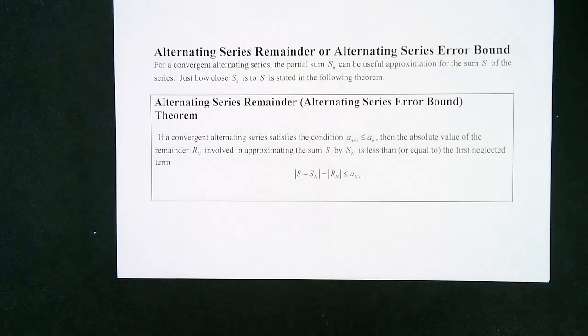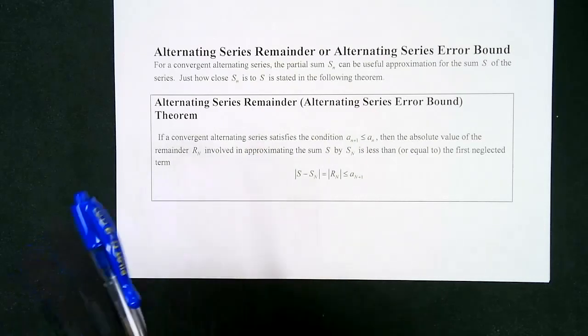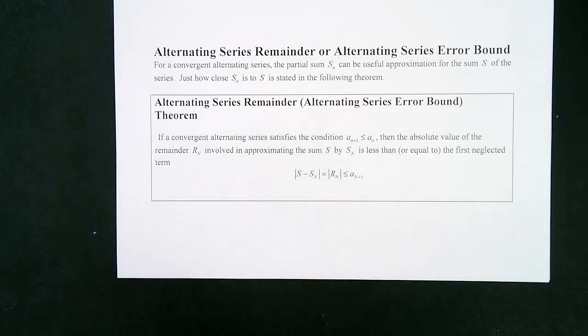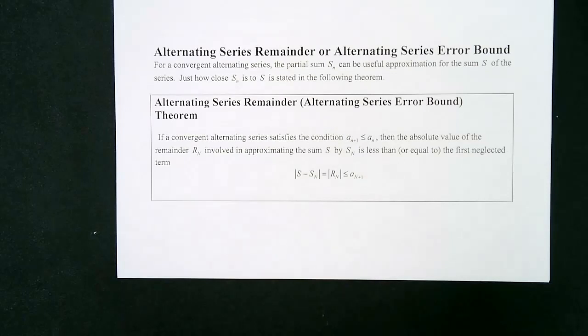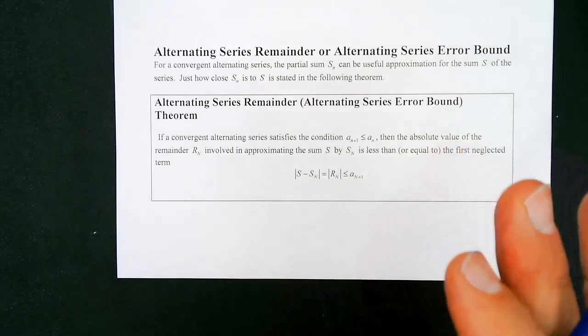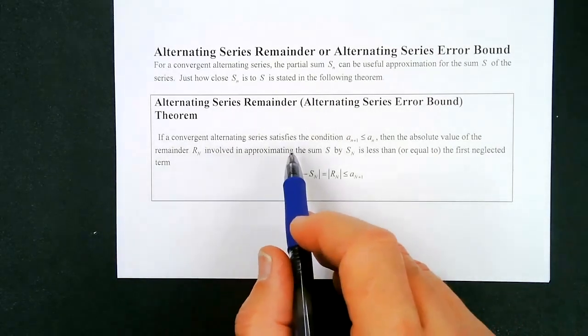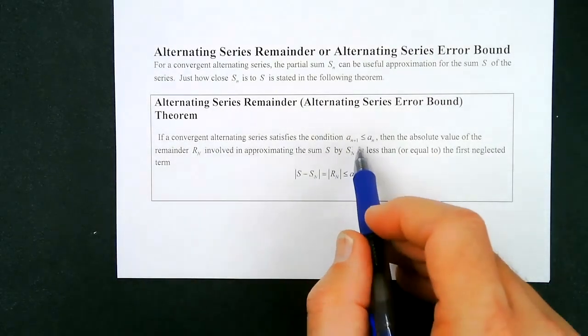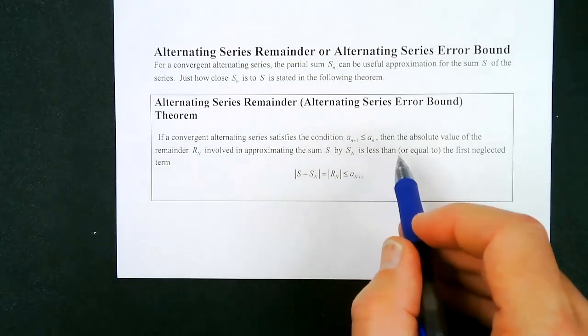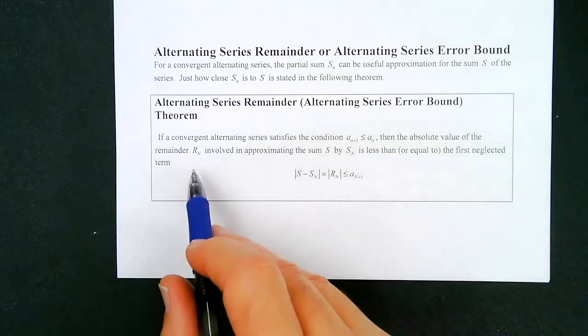the series, okay? But how far are we off? Like if we do the first 6 terms, how close are we compared to the actual sum? And this theorem will actually tell us how close we are, okay? So if a convergent alternating series satisfies the condition a sub n plus 1 is less than a sub n, okay, then the absolute value of the remainder r sub n.